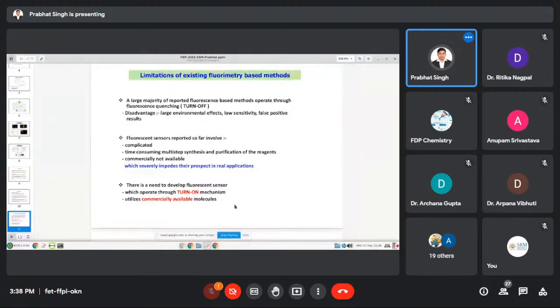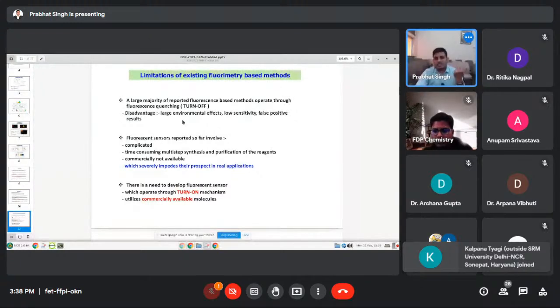I told you in the beginning, a turn off is when the emission from the molecule is coming down, is quenched, and turn on is the other way. When you add your analyte, it increases, right? Now, what is the problem with turn off? Turn off has the disadvantage that it is susceptible to large environmental effect, low sensitivity, and false positive result.